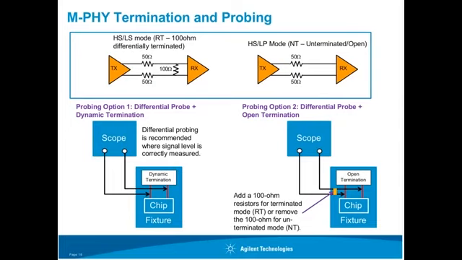With this termination configuration, the first probing option is terminating the signals into a dynamic termination circuit like the D-PHY, and use the scope differential probes to measure the signal. The second probing option is terminating the signal into an open termination, and add a 100 ohm resistor across the probe tips of the scope differential probe for terminated mode, or remove the 100 ohm resistor for unterminated mode. So there is some flexibility here as well. The downside to the second method is that you can only get one of the termination configurations at any time, because the resistors have to be permanently soldered down to your probe tips.